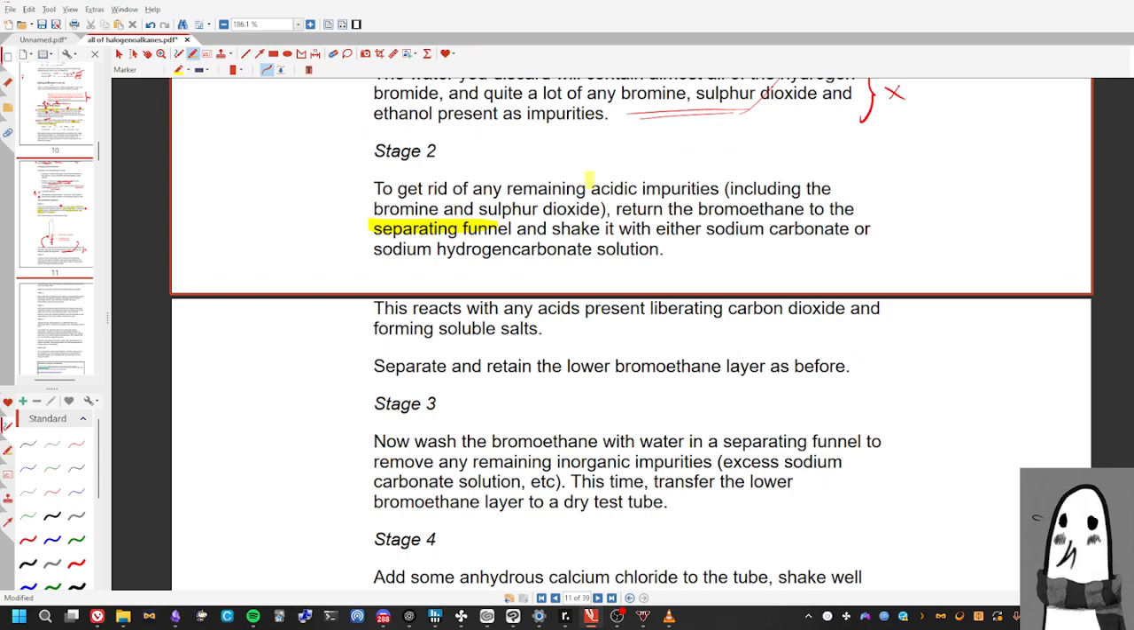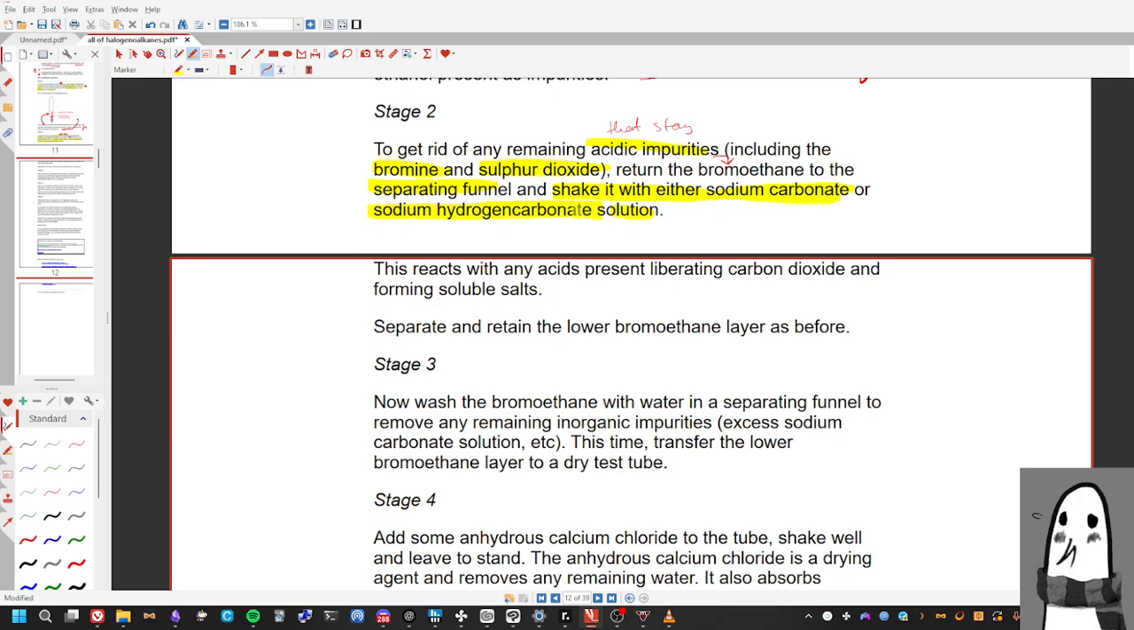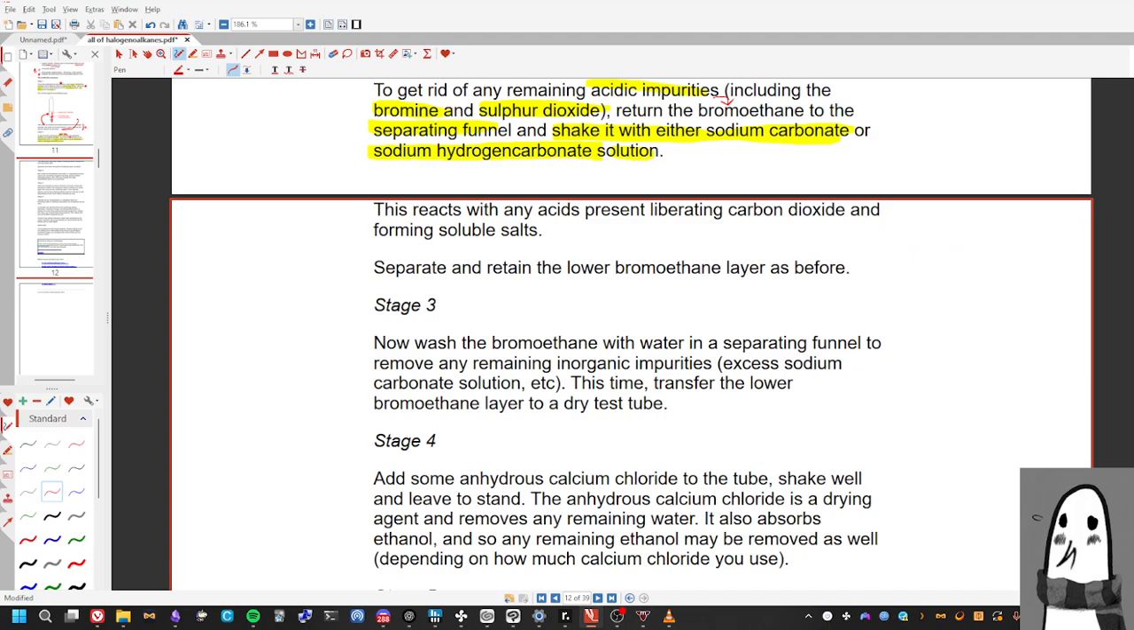So we're going to go to another separating funnel. Okay, and again, the acidic impurities that are going to stay are your bromine and your sulfur dioxide. So you want to return the bromoethane back into the separating funnel and shake it, not with water but this time with sodium carbonate or sodium hydrogen carbonate solution. Now this reacts with any acids present, liberating carbon dioxide and forming soluble salts. So the impurities present will react, which liberates the carbon dioxide and forms soluble salts. Then you simply separate and retain the lower bromoethane layer as before. So you do the same thing, right? You'll have the carbon dioxide and your salts maybe at the top, and the bottom layer is going to be your bromoethane layer.